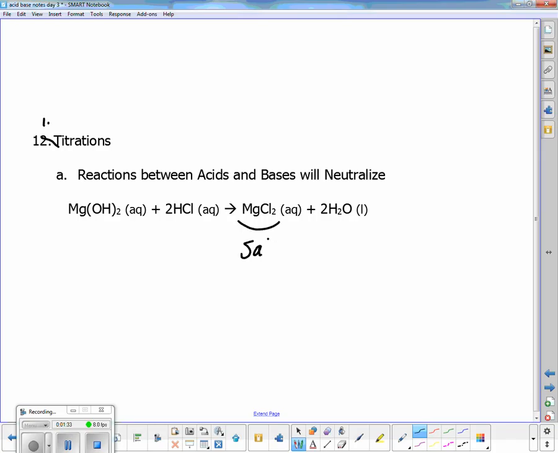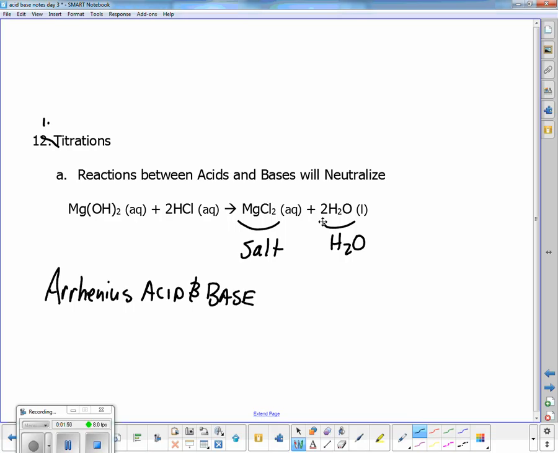There we go. We get what is known as a salt, and we get water. And this is when we have Arrhenius acid and base. They will always give us a salt and water. Now, sometimes the salt is neutral and sometimes it's not.